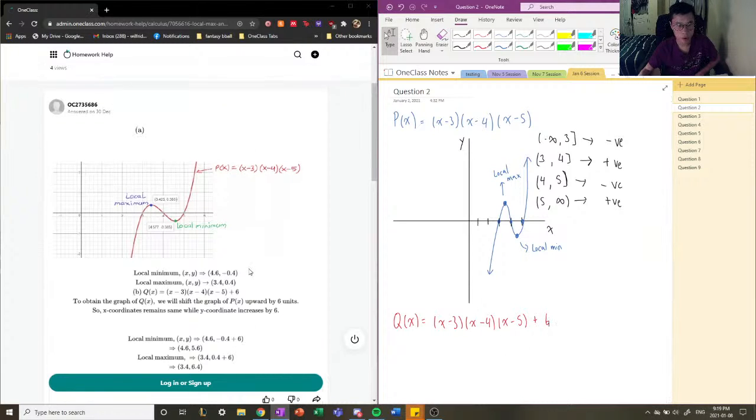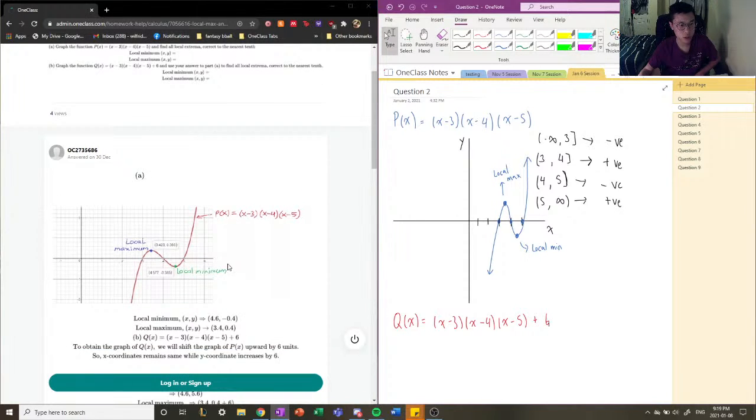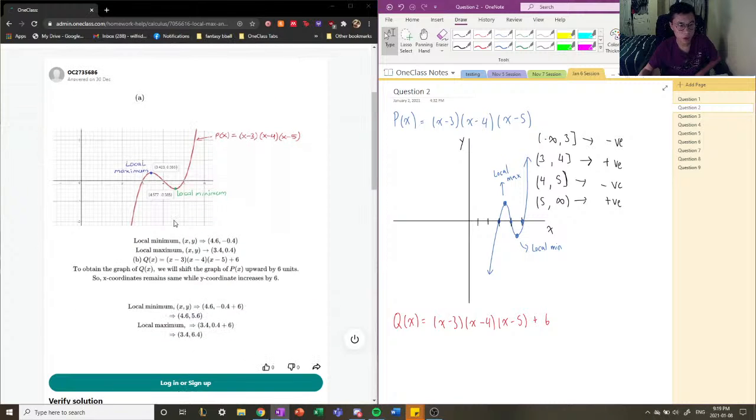So it was very helpful for the junior tutor to actually graph this out on a Desmos calculator here, and they found our local max and local min, right? So they found our local max to be around 3.4 and 0.4, and our local min to be 4.6 and y coordinate negative 0.4. So when we're graphing the local max and local min of our altered function here, we add 6 to the y coordinate, okay? So our local max is going to be 3.4 and 6.4 now, right? So we shift everything to be plus 6.